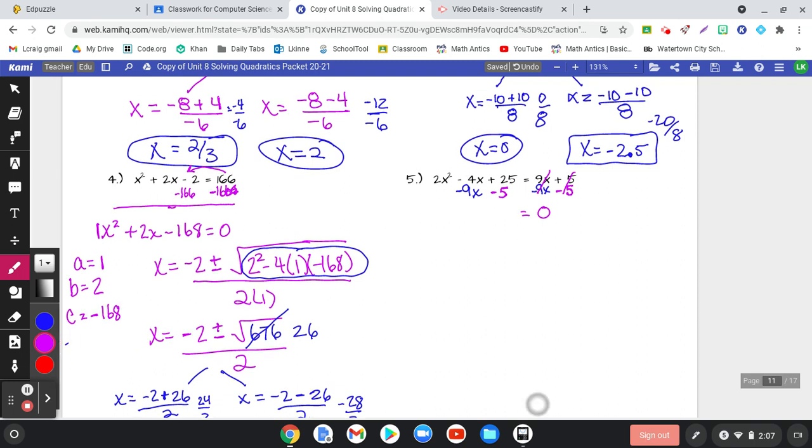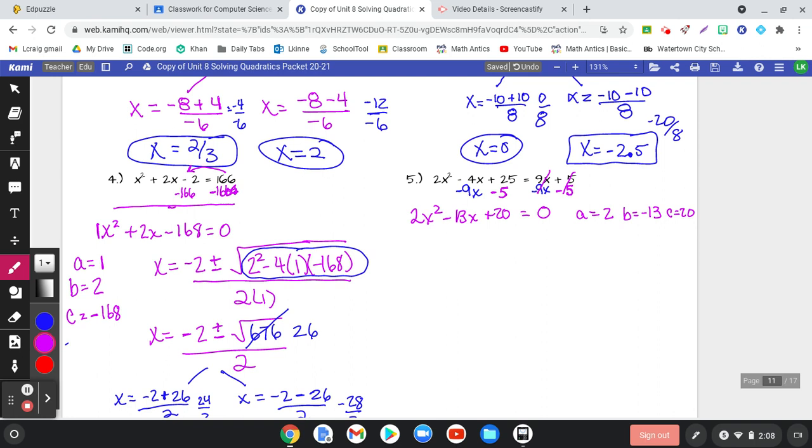So when we rewrite it, the 2x squared stays. Negative 4 minus 9 is negative 13x. And 25 minus 5 is positive 20. So our A would be 2, our B would be negative 13, and our C would be 20.